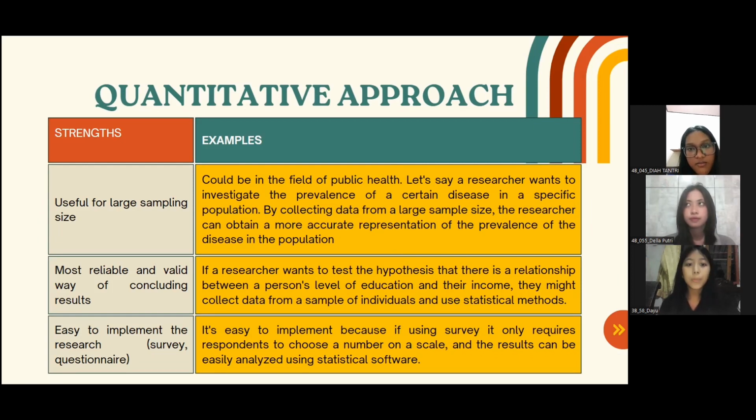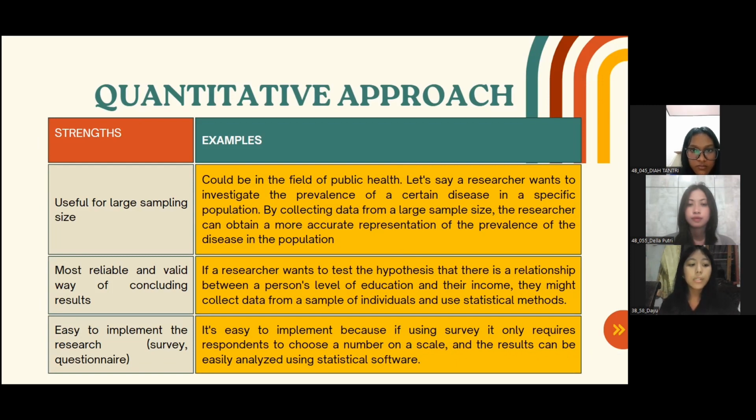For example, in the field of public health. Let's say researchers want to investigate the prevalence of a certain disease in a specific population. By collecting data from a large sample size, the researchers can obtain a more accurate representation of the prevalence of the disease in the population.